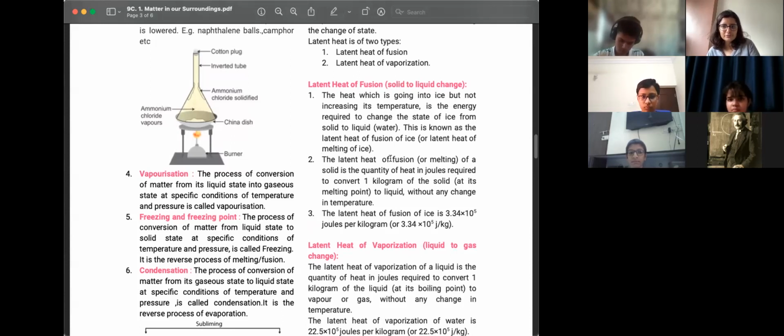Latent heat of fusion or melting of a solid is the quantity of heat in joules. Joules is the unit for heat, like meters and inches are for length. The way you measure quantity of energy is in joules. Calories, joules, all of that. It is required to convert 1 kilogram of the solid at its melting point to liquid without any change in temperature. That quantity of heat is called latent heat of fusion. For example, for ice, latent heat of fusion is 3.34 into 10 raised to the power 5 joules.